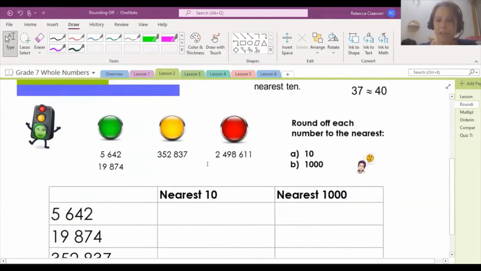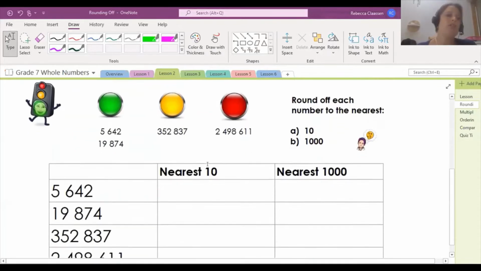So here we have got 4 numbers. Each number needs to be rounded off to the nearest 10 and to the nearest 1,000. So we always go back to the original number. This is a mistake kids sometimes make, as they round it off the nearest 10 and they use that answer to round off. We're always going to go back to this number here. So we're going to round this one off to the nearest 10, and then we're going to round it off again to the nearest 1,000.